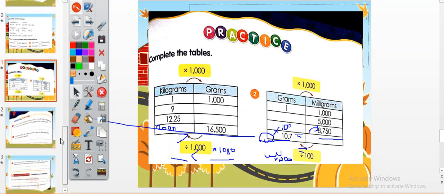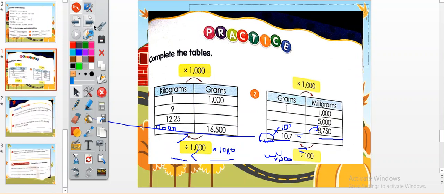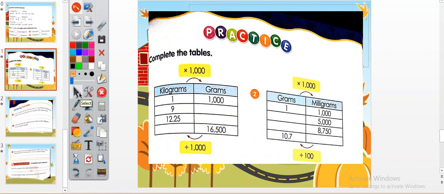Then we have this table here. As you can see, I just changed the order of questions, which will make the understanding much more clear and easy. Complete the tables here. 1 kilograms, how many grams are they? You just multiply by 1,000 each time you go through. So here the answer is going to be 9,000. And the answer here, it will be, just move with the decimal 3 times. It will be 12,250.